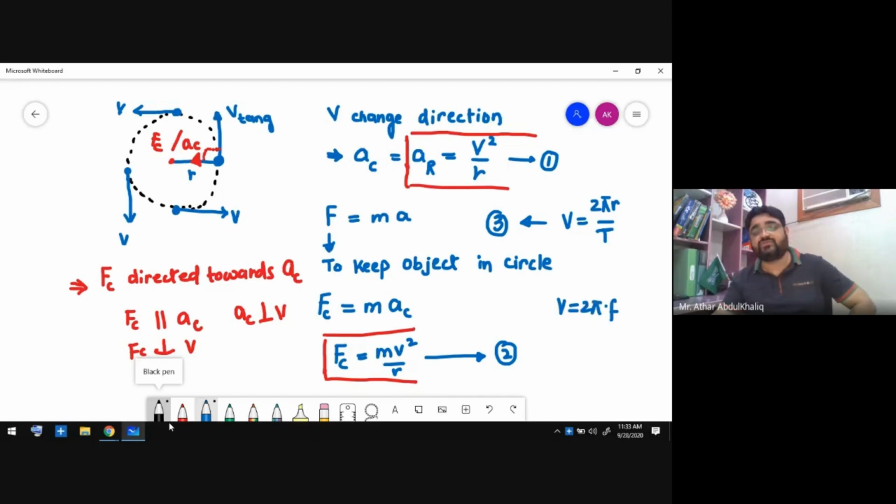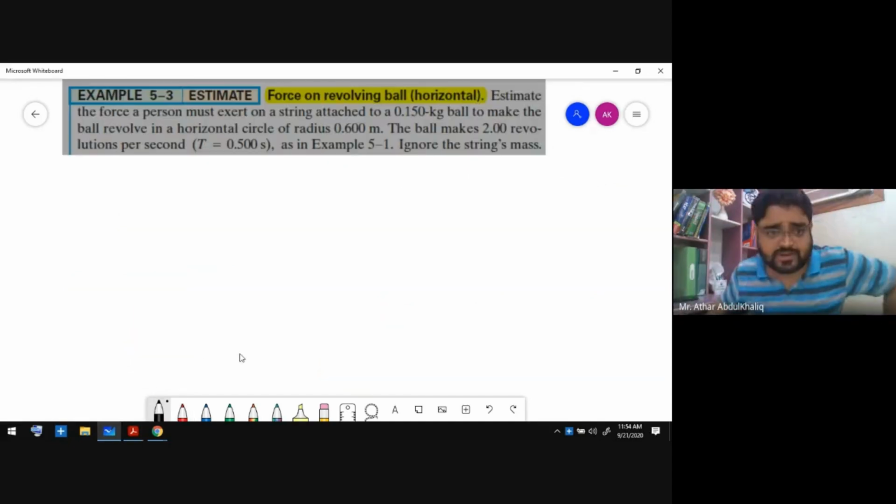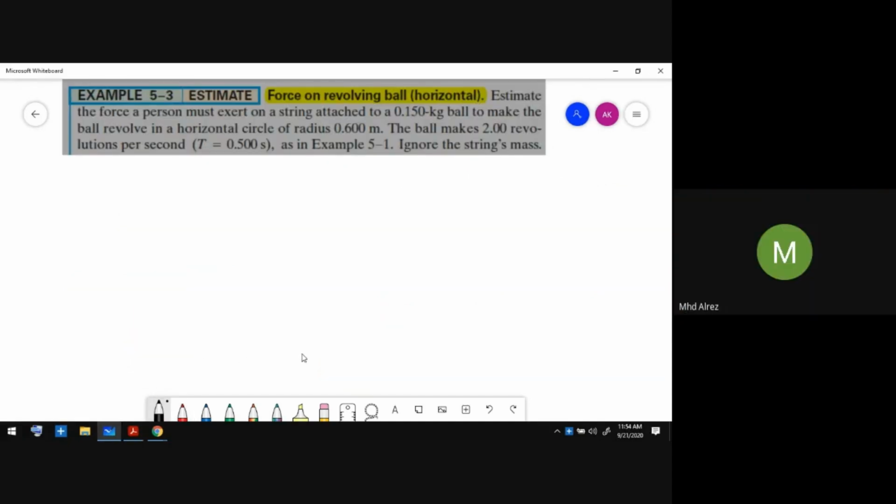If you know the frequency, you can also use this to find the velocity. So if you have frequency, you can use equation number 4, sorry. If you have the period of the rotating object, then you can use equation number 3 to find the velocity. Read it. Okay.